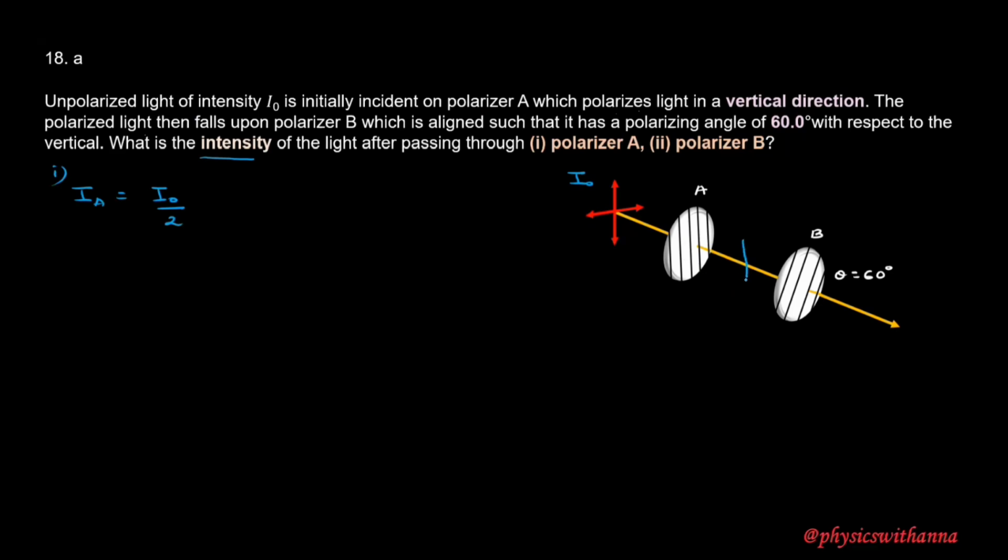Then this vertically aligned light is now passed through polarizer B, which is at an angle of theta equals 60° with the vertical. So now we use Malus's law to calculate the intensity. I write IB equal to IA cosine squared theta. IA here is I naught by 2, times cosine squared 60. Now cosine 60 is half, and when you take the square of half, it becomes 1 by 4. So the intensity of light coming out of polarizer B will be I naught by 8.